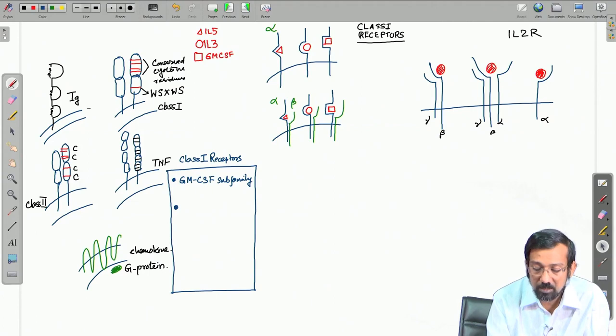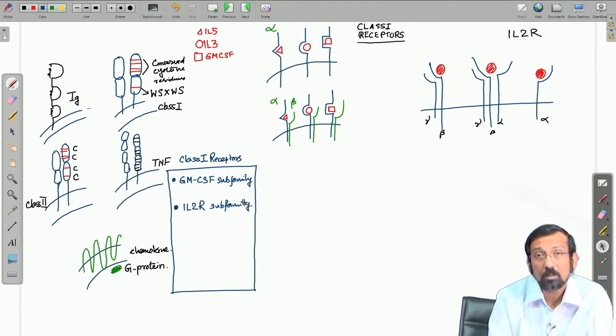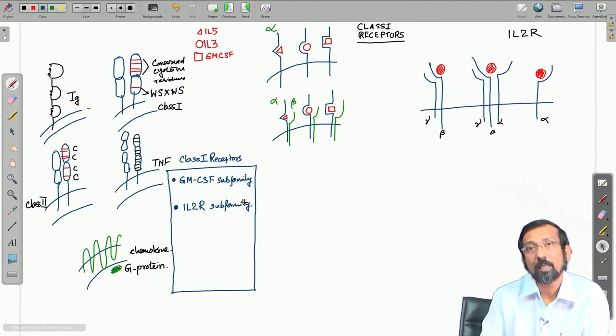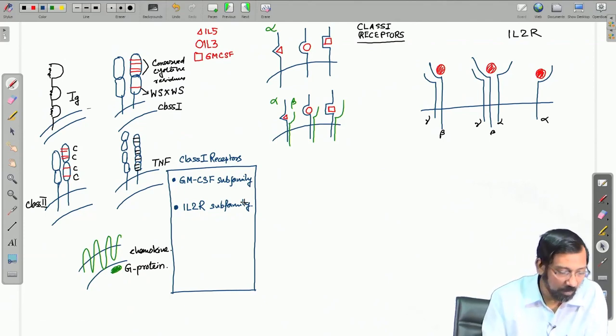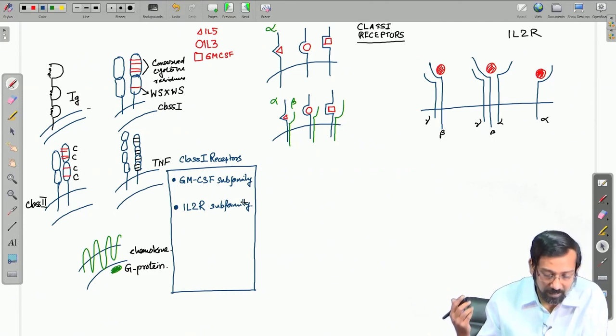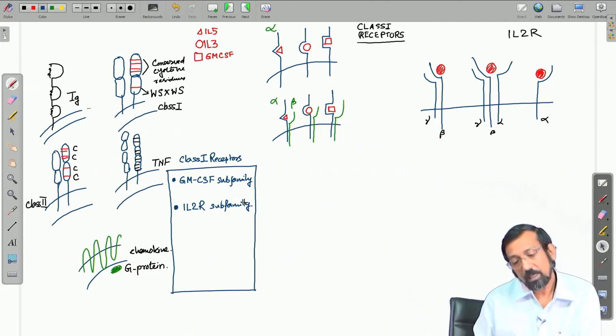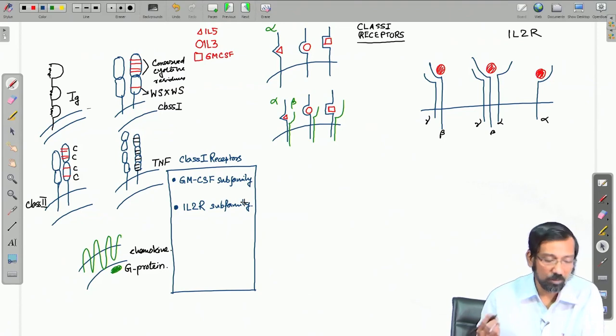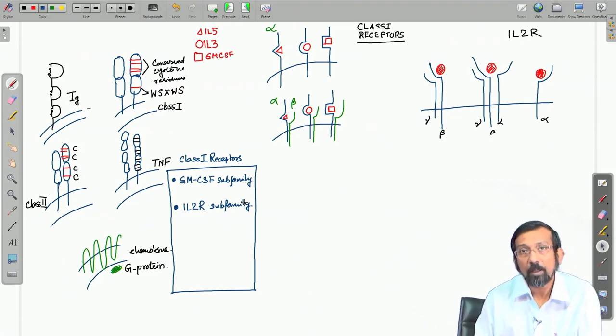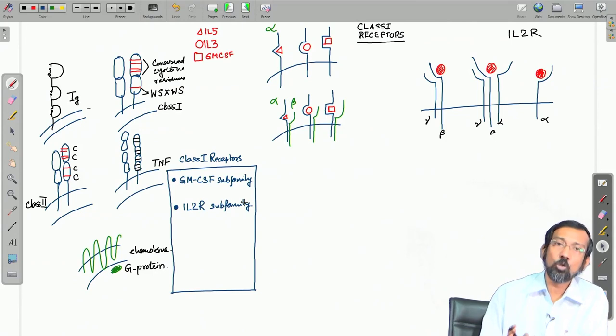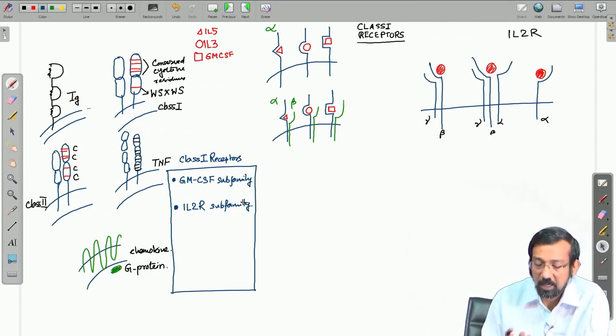A second class of receptor is the IL-2R receptor subfamily. They are named after a particular cytokine they bind to, but they can bind other cytokines as well. For example, this IL-2R subfamily can bind to interleukin 2, interleukin 4, interleukin 7, interleukin 9, all of them, but they are named after interleukin 2. So, it is the IL-2R, R for receptor.